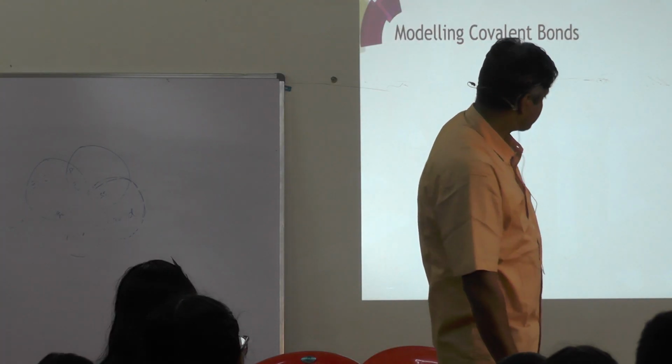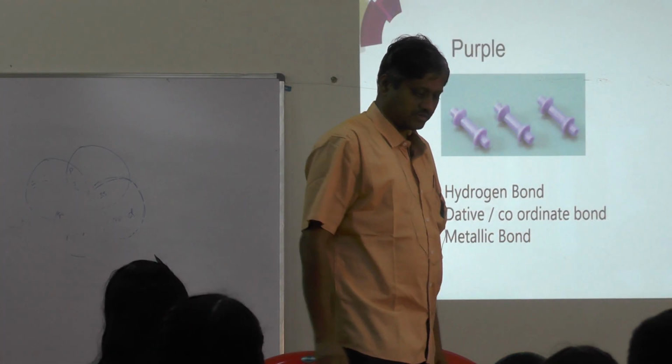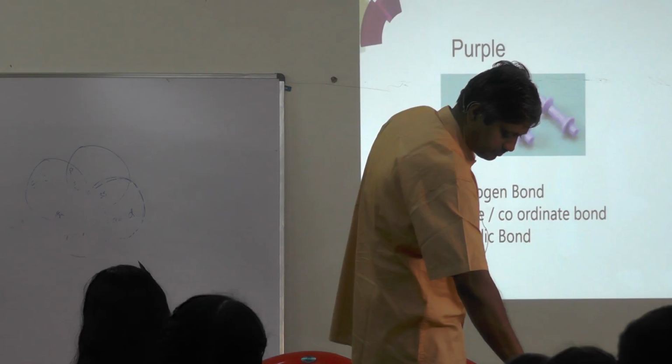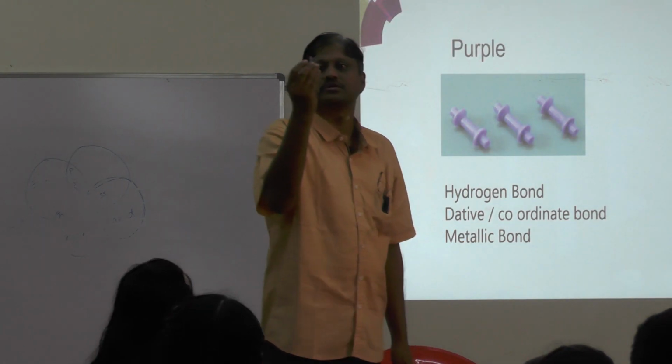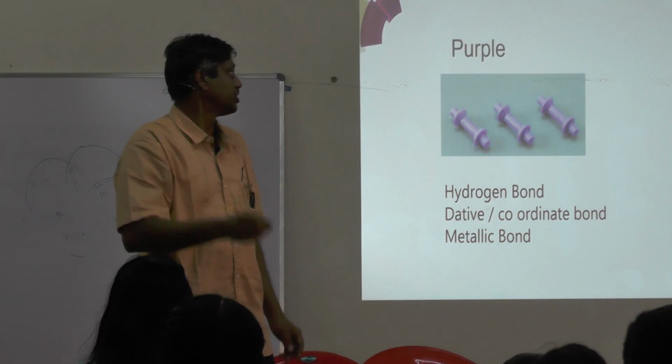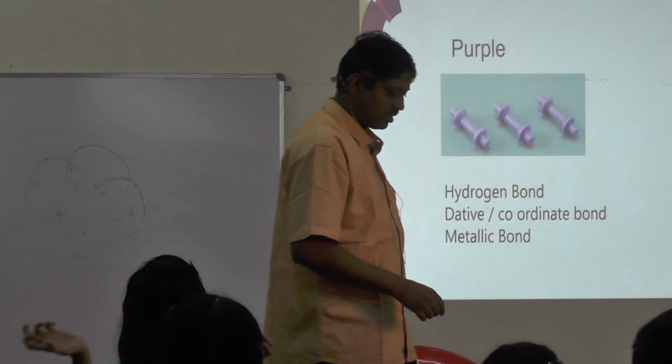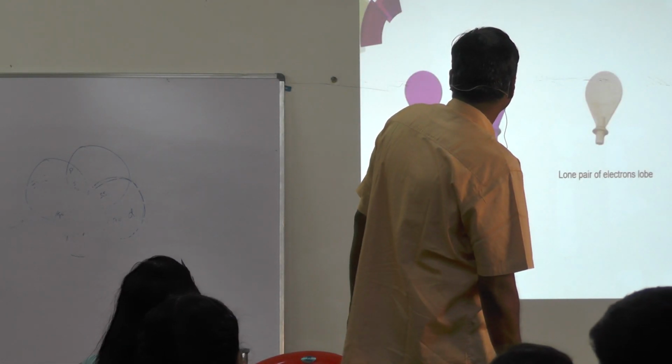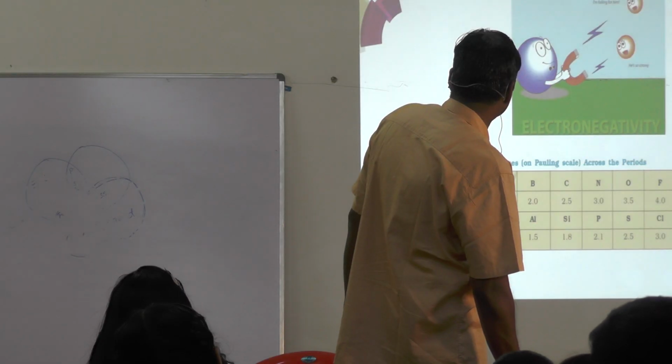This purple color is there. They are giving the purple color. This is an ionic bond. This is a hydrogen bond, ionic bond or metallic bond. That we will tell.